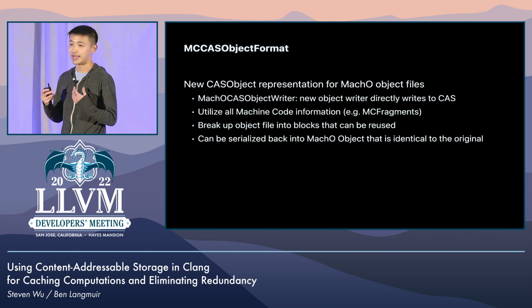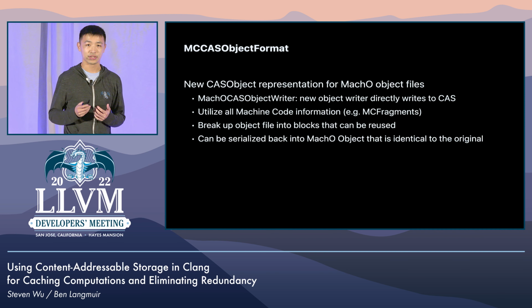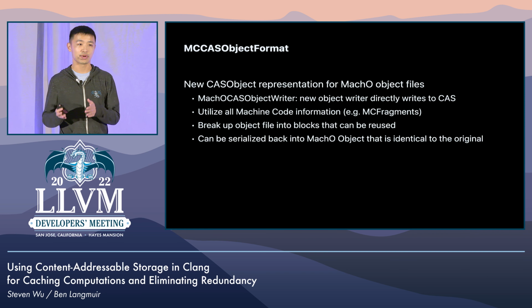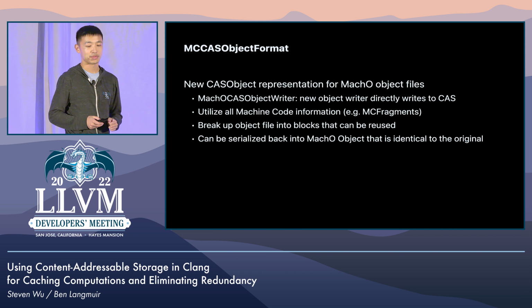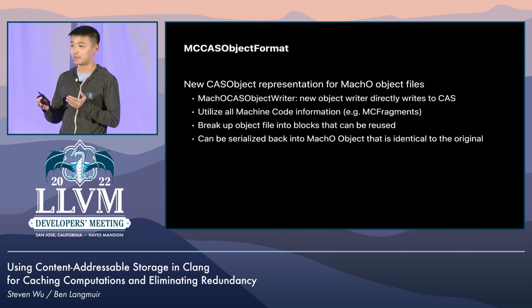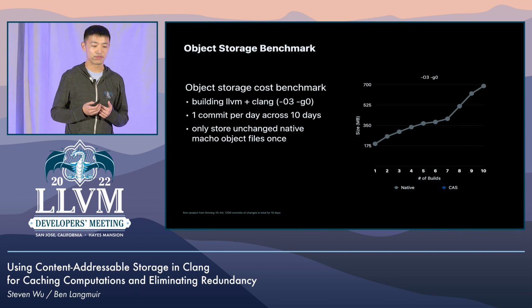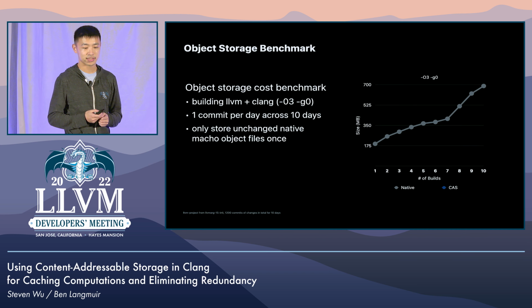So we built what we call a CAS object file format, which is a scheme we use to store Mach-O object files inside the CAS. We wrote a new object writer inside MC that can directly write Mach-O objects into CAS objects. It utilizes all the machine code information like MC fragments to break up object files into blocks that can be reused later. It's also a lossless format, which means you can serialize that back into a Mach-O object file and compare it for verification.